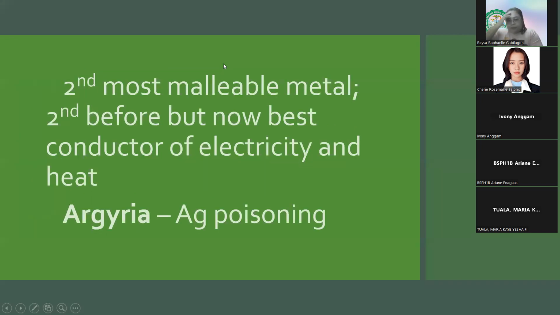Aside from that, what do you need to know about our silver? This is the second most malleable metal. The third one was copper, no? I have mentioned that a while ago. The second most malleable is the silver. So you can also hammer or compress or press silver into thin sheets, and you may make different shapes, for example, in jewelries.